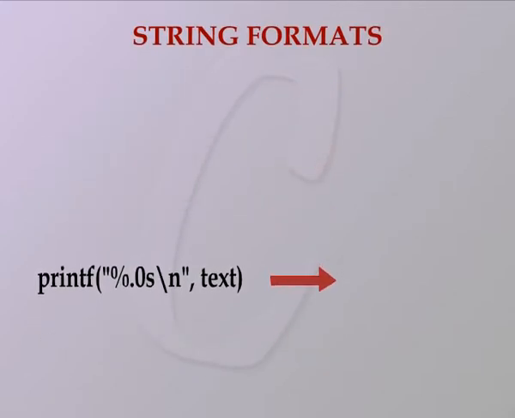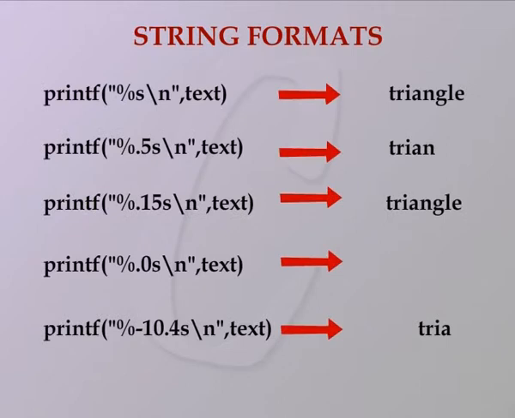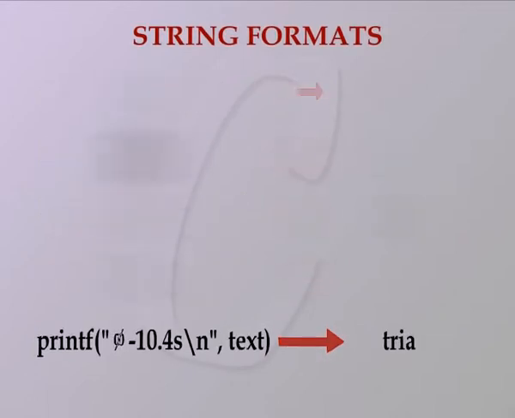The next statement, if you see, I am printing %.0. 0 means I don't want any character of the text to be printed. That is why this space is left blank over here. Nothing is printed when you give such a printf statement.